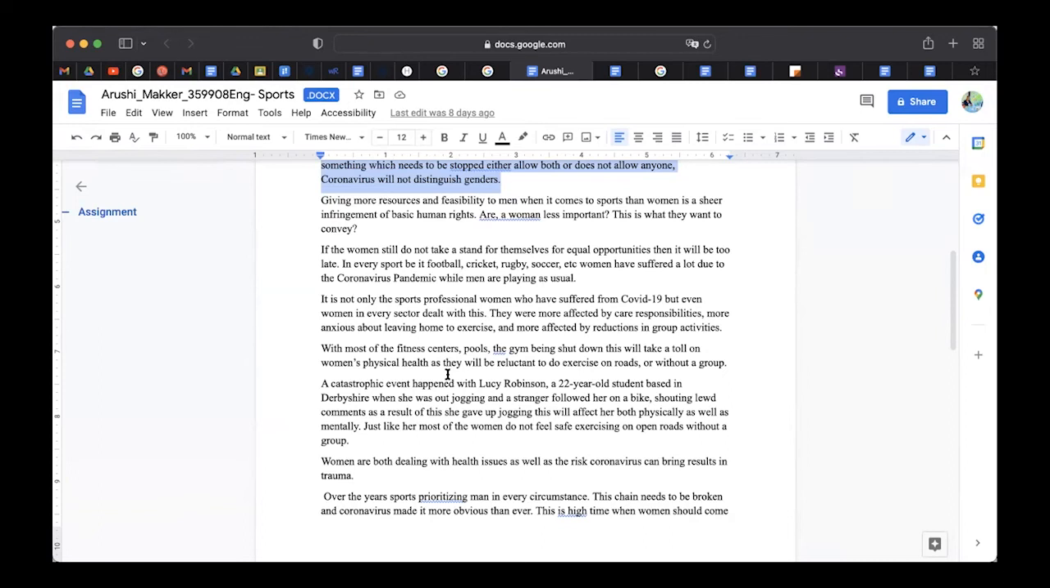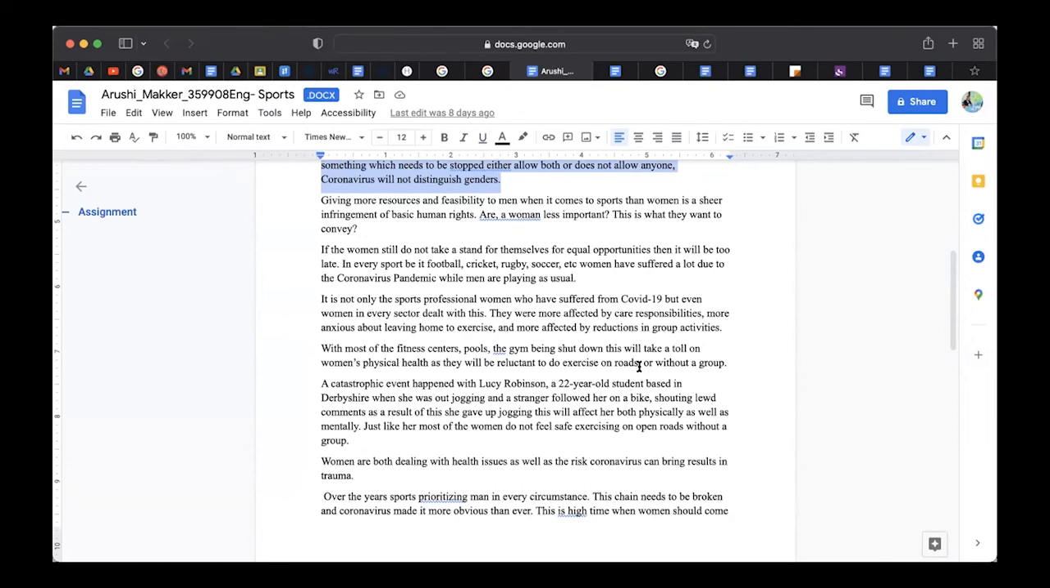In every sport, be it football, cricket, rugby, soccer, etc., an abbreviation always needs a punctuation, etc. dot. So in every sport, be it football, cricket, rugby, soccer, etc., women have suffered a lot due to the coronavirus pandemic while men are playing as usual. Okay, I would not use be it. Remember, we understood the meaning of IE and EG.